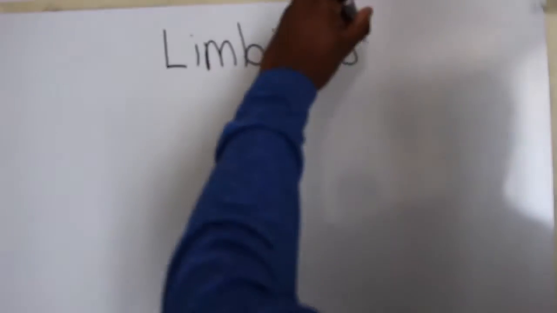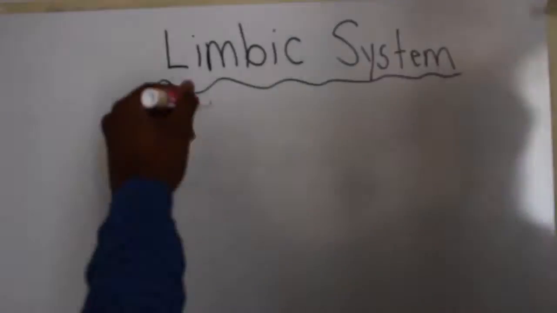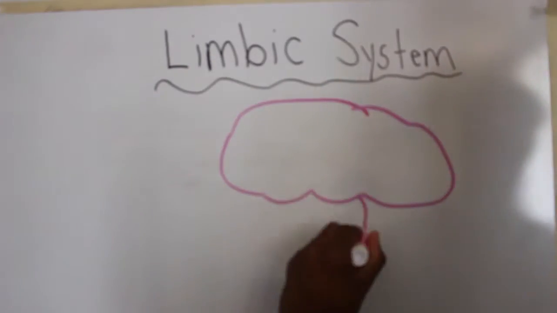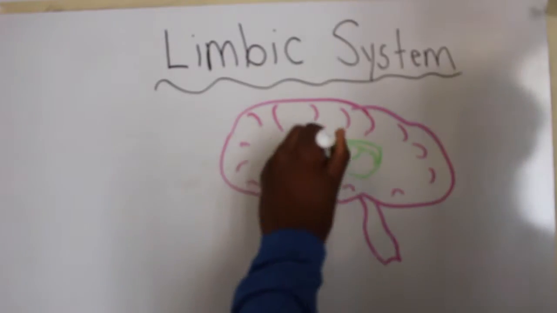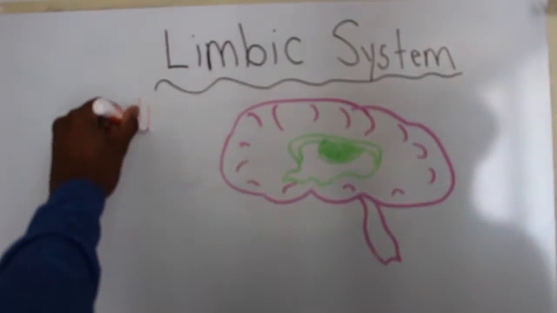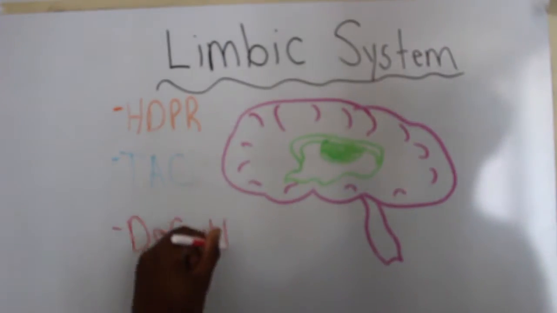Next up is the limbic system. The limbic system makes new memories that integrate effect on cognition and behavior. The limbic system has three networks: HDPR, TAO, and default.